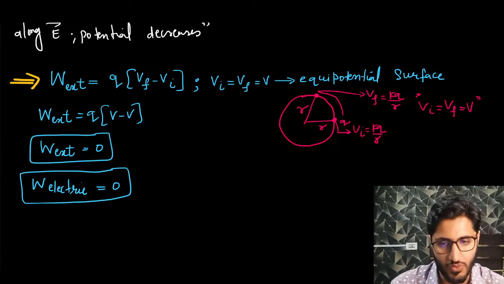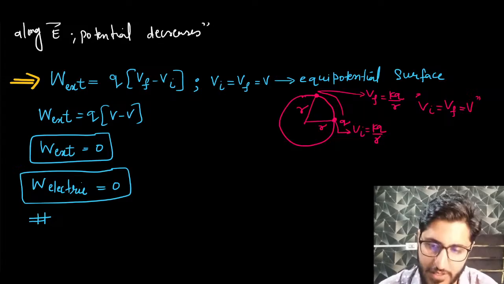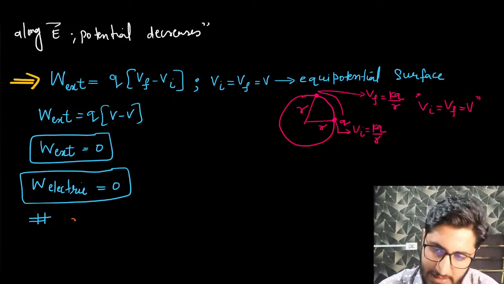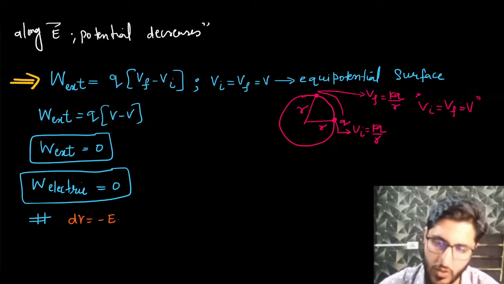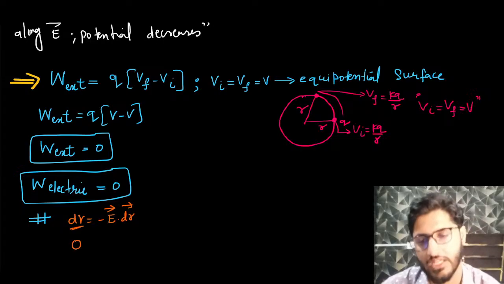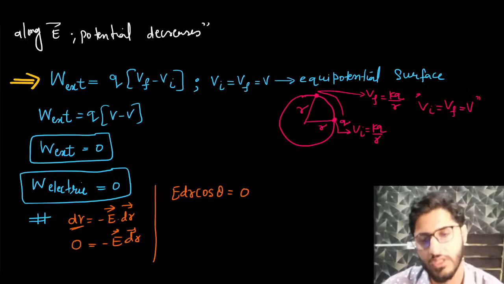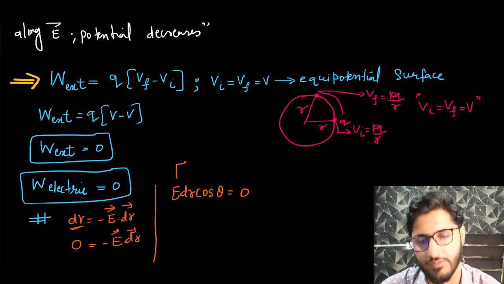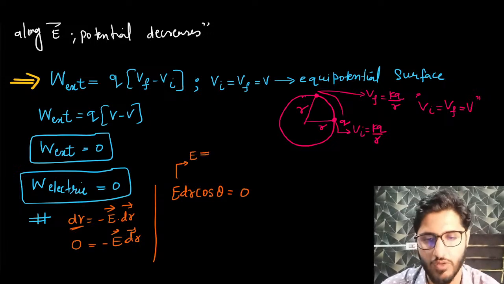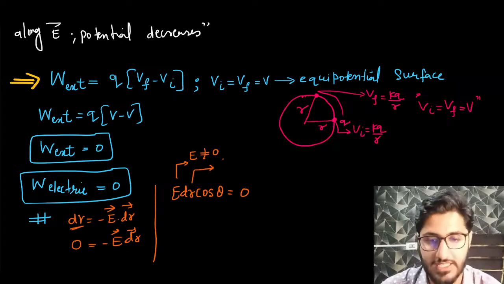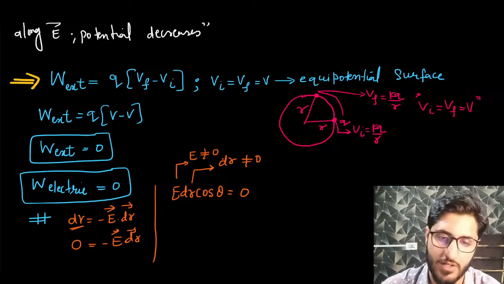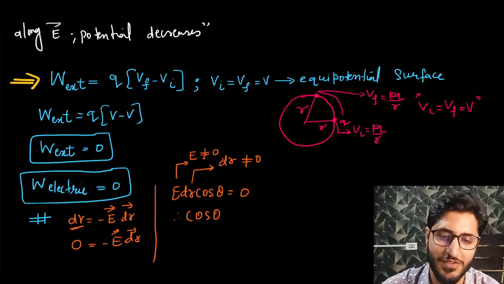Okay, so one more thing that we can derive from it. What is dV? dV is equal to minus E dot dr. We know this now. In an equipotential surface, dV is 0. I can write dV is 0 equals minus E dot dr, or E dr cos theta equals 0. From this figure, E can't be 0; electric field will be present. Displacement will not be 0. Therefore only cos theta would be 0.